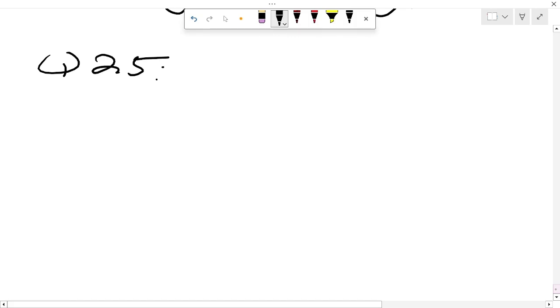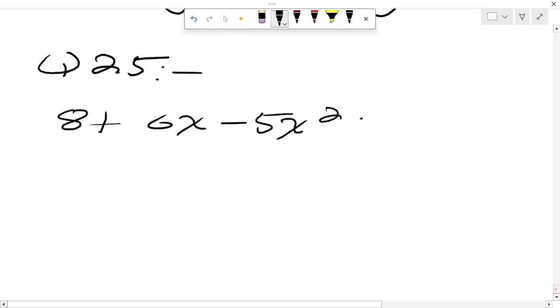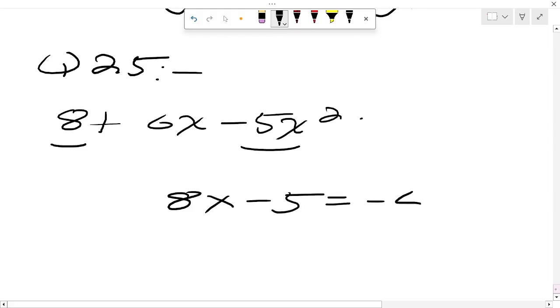So let's go on to 25. Here we have 8 plus 6x minus 5x squared. It's the same quadratic expression. Now what are we gonna do? We're basically gonna take the factors. So we have 8, it's gonna be multiplied with negative 5. So 8 multiplied by negative 5 is equal to negative 40. So we have negative 40, we need to find the factors.